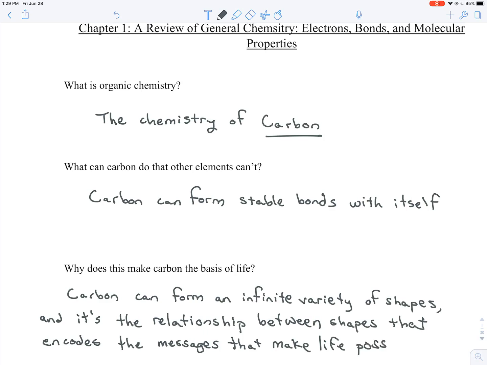That includes all the messages being transferred by your neurons right now for you to be able to see and smell and understand this sentence. So that's what organic chemistry is. It's the chemistry of carbon. Carbon's special because it can form stable bonds with itself, and that lets it form an infinite variety of shapes that provides the basis, the foundation for all the messages communicated in living things.